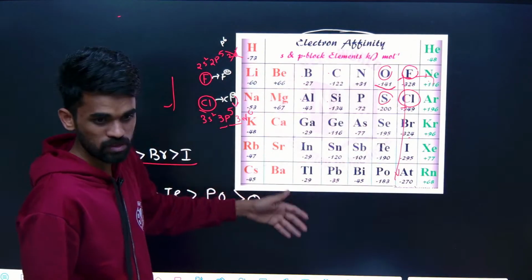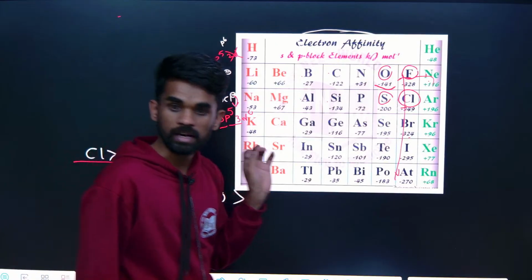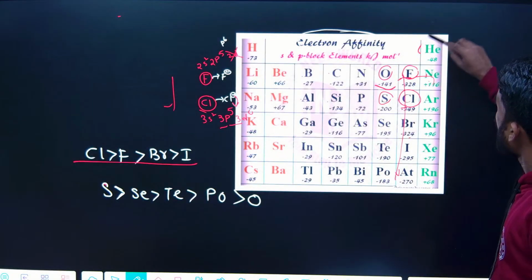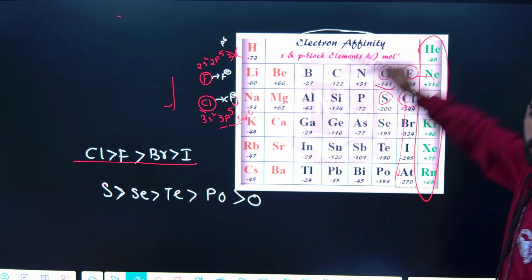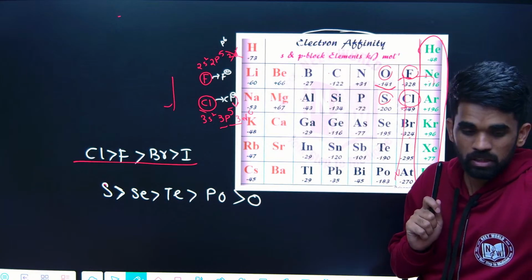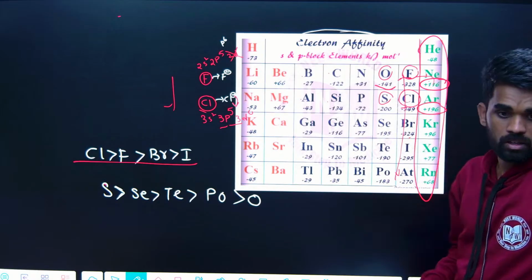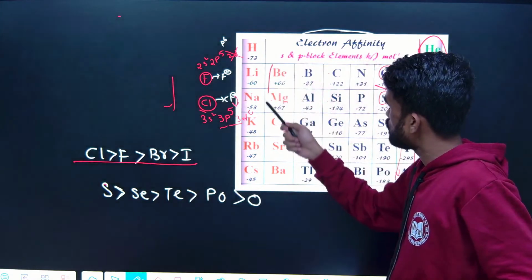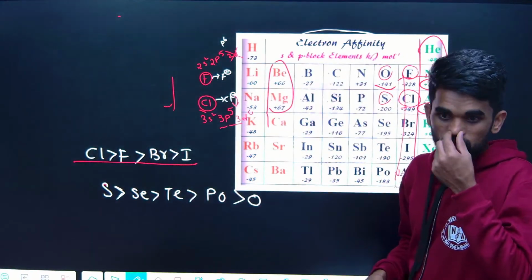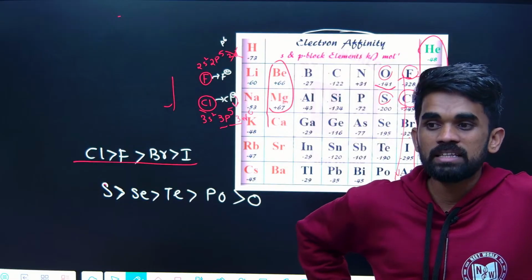Like this, they may ask for any of the group elements or period elements. You need to be ready to answer. Is that clear? See, if you observe, noble gases are stable, so adding an electron to them will be difficult. That's why they have positive values. Even the second period elements, see how their values are? Positive values.